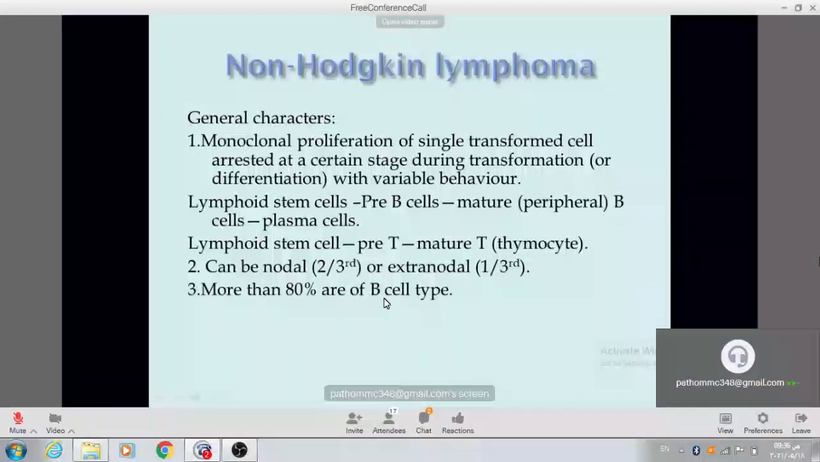More than 80% are of B cell type. As you know, normally the T lymphocytes are much larger in number, meaning the amount of T lymphocytes in the blood is more than that of B lymphocytes. While the lymphoma is the opposite. Normally the T lymphocyte number is more than the B lymphocyte. This is a normal condition. It is about 60 or 70% versus 30 or 40%. While the lymphoma involving these lymphocytes will become mainly of B cell type in 80% of cases, and the others will be of T cell type and other types of lymphocyte.